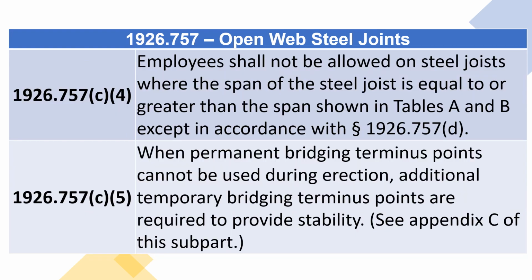1926.757 C4, employees shall not be allowed on steel joists where the span of the steel joist is equal to or greater than the span shown in Tables A and B except in accordance with Section 1926.757 D. 1926.757 C5, when permanent bridging terminus points cannot be used during erection, additional temporary bridging terminus points are required to provide stability. See Appendix C of this subpart.